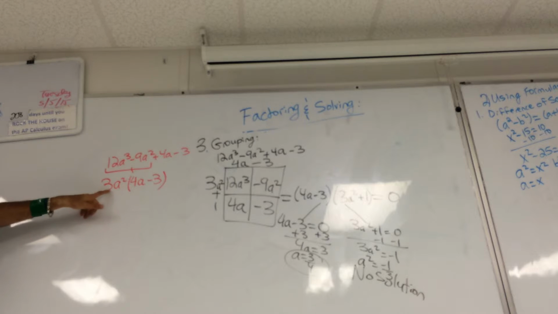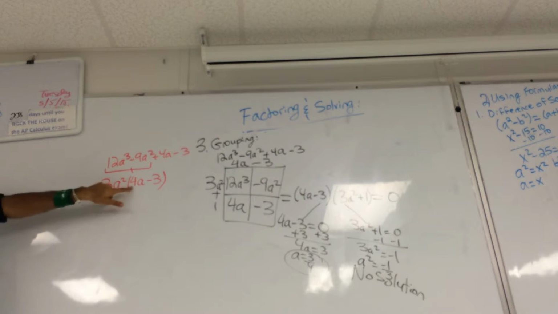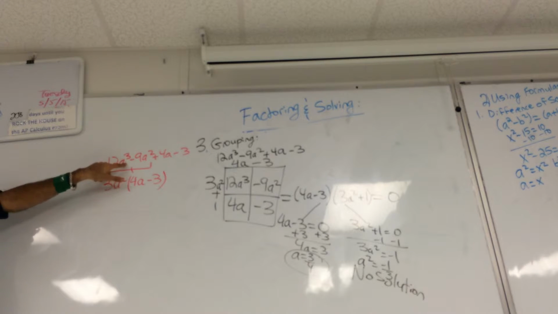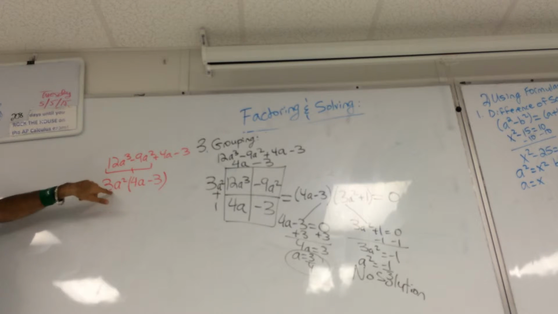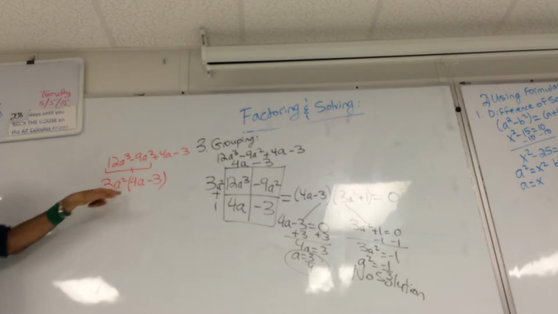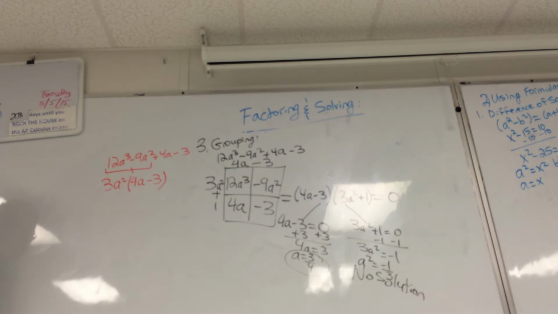How did I get that? Because 3A squared times 4A is 12A cubed, since 3 times 4 is 12. And 3A squared times negative 3 is negative 9A squared.